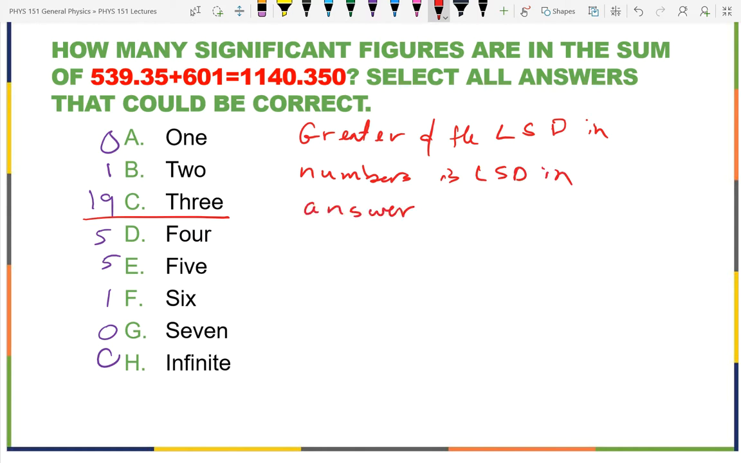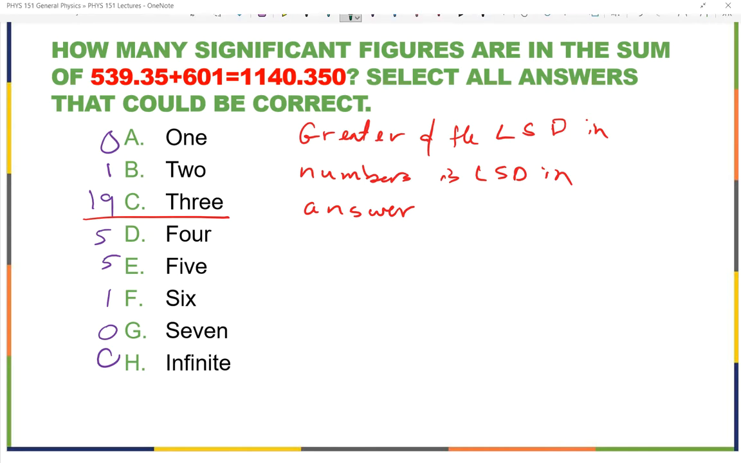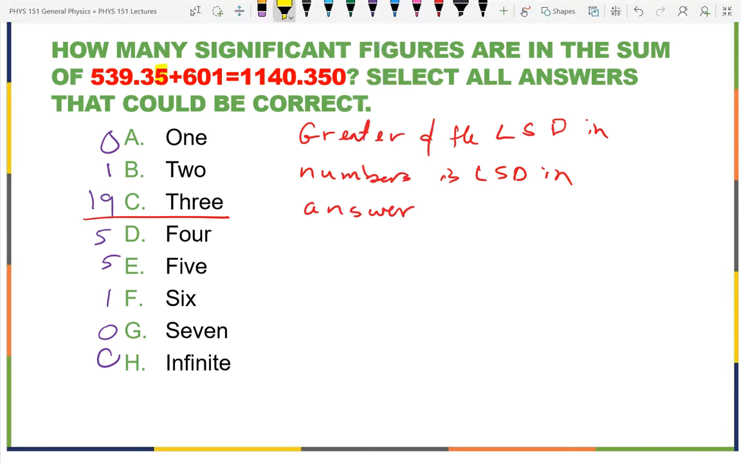So the least significant digit is the smallest digit that's significant. If we look at the number that we have, I'm going to go to the highlighter anyway. This 5 was the least significant digit in the first number. And the 1 was the least significant digit in the other number.